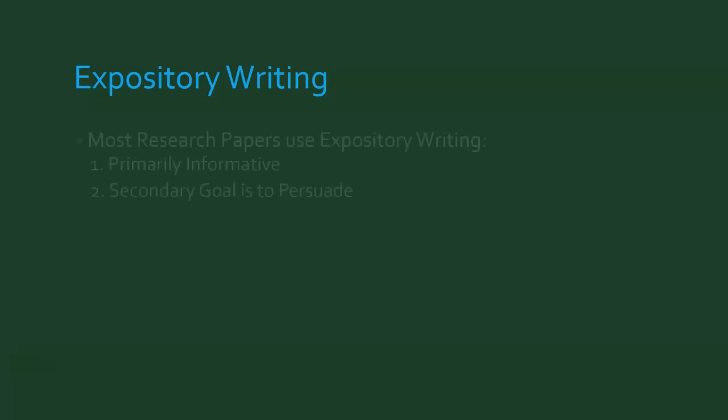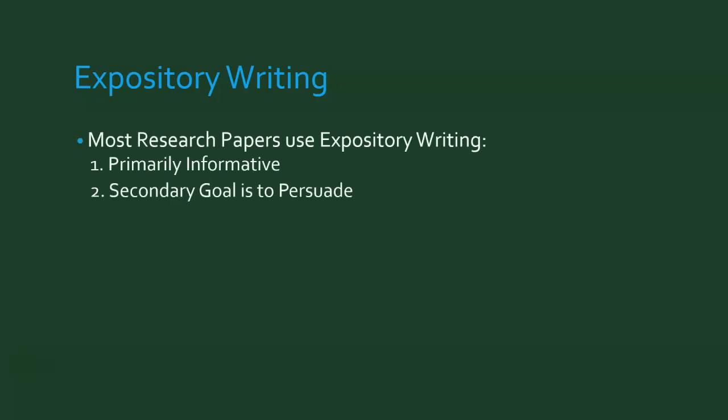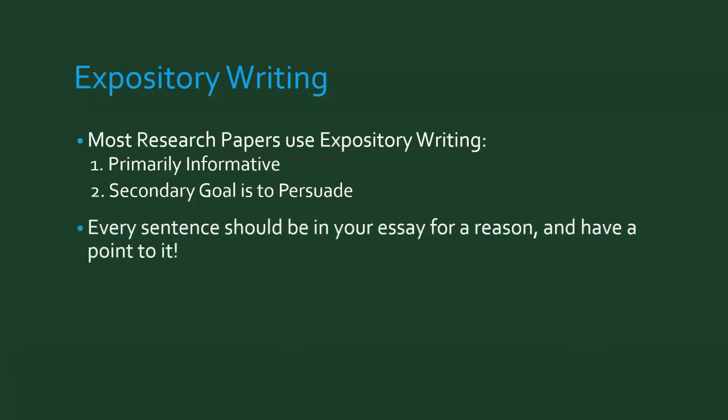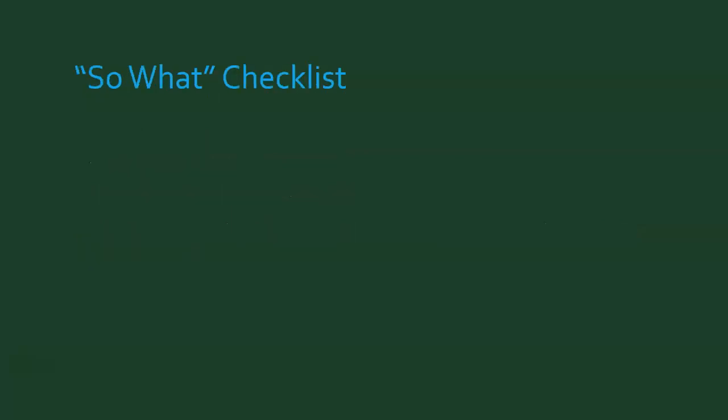The other thing you want to be thinking about is what you're doing with expository writing. So your primary goal with expository writing is informative. You want the reader to understand, and you want to approach it as the reader probably doesn't know much about your topic. So we need lots of information. But we also have this secondary goal to persuade, and that is to get the reader to understand a point by the end of the essay. So every sentence needs to be in your essay for a reason. It needs to have a point to it so that by the end of the essay, we have really understood what you're trying to say about the topic. So we have a very focused way of approaching the topic, and that means that everything needs to be in your paper for a reason.